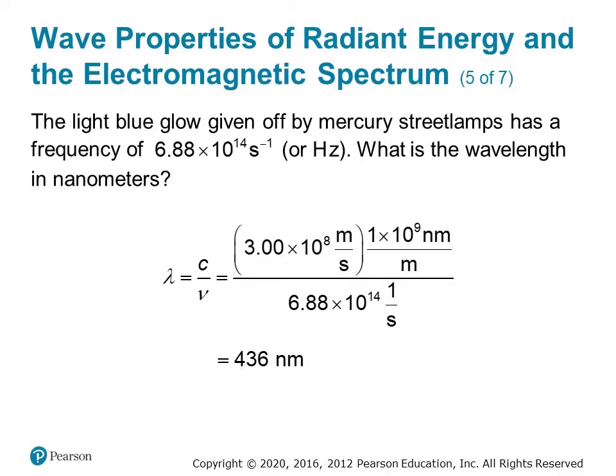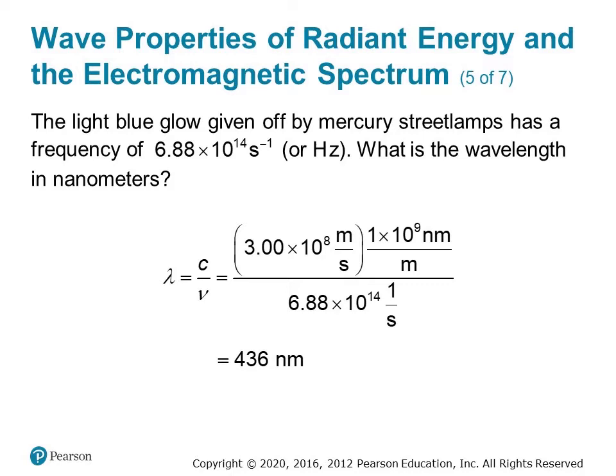Here's an example using the equation relating speed, frequency, and wavelength. One of the main frequencies of light given off by mercury-based street lamps has a frequency of 6.88 times 10 to the 14 inverse seconds, or hertz. Same unit. What's the wavelength in nanometers?